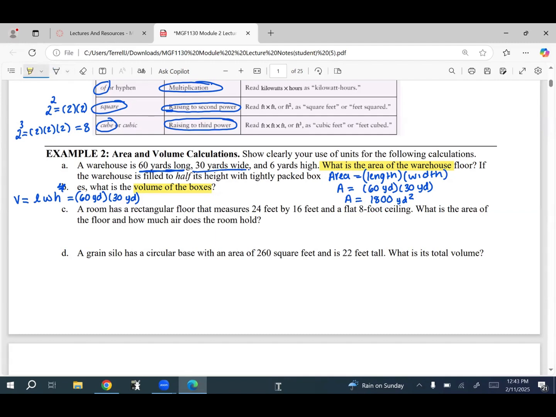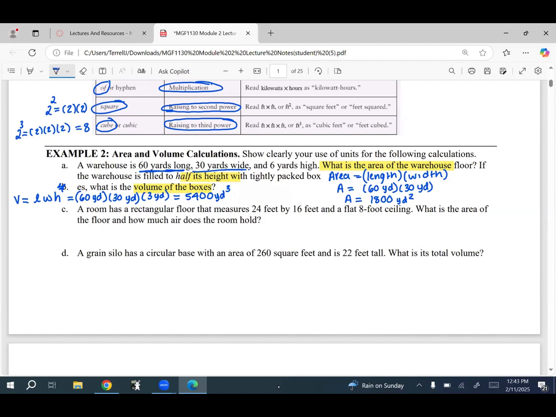It says half the height of the warehouse, right? The warehouse is filled to half its height with tightly packed boxes. So if the warehouse is 6 yards high, the boxes are just half of that, 3 yards. Right? And now if we multiply that all together, we should get 5,400. And what is the units going to be here? Yard times yard times yard. That means I'm multiplying it 3 times. So that's yards cubed or cubic yards.